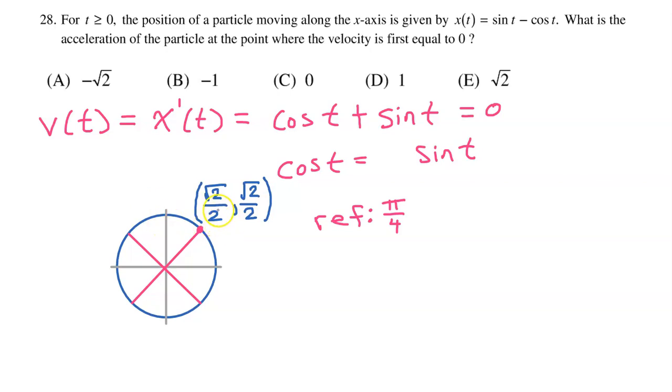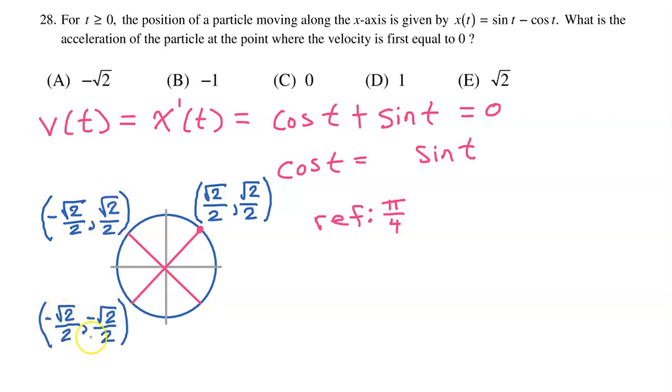In the first quadrant, both coordinates will be positive. In the second quadrant, the x-coordinate, or the cosine, is negative, while the y-coordinate, the sine value, is positive. In the third quadrant, both coordinates are negative. In the fourth quadrant, cosine is positive, while sine is negative. If we wanted the location where cosine is equal to sine, that would be this angle and this angle.